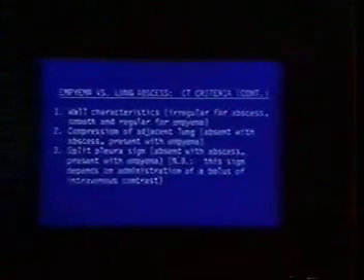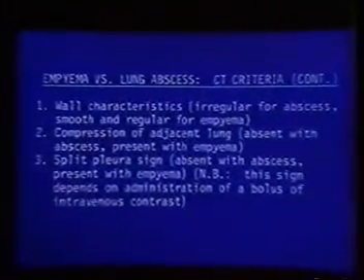We've seen a number of cases with one acute angle and one obtuse angle. And the question is, what do you do with that? This one turns out to be an empyema, but it's not always so clear-cut. So some more specific CT criteria have been developed to try to help you with this differential diagnosis.